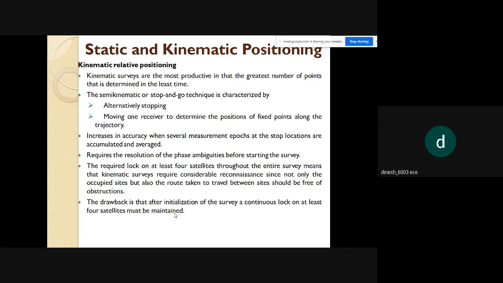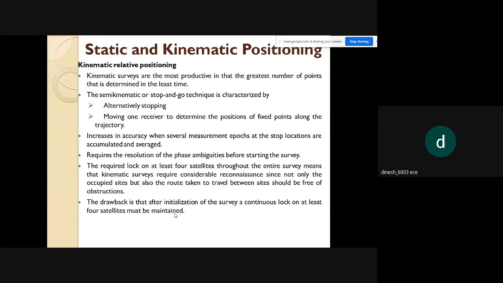Next comes kinematic relative positioning. In this, the rover will be in motion with respect to your reference stations. These kinematic surveys are most productive, giving more accuracy of the exact position within no time. This is characterized by the stop and go technique, by alternately stopping and moving one receiver to determine the position of fixed points along the survey.